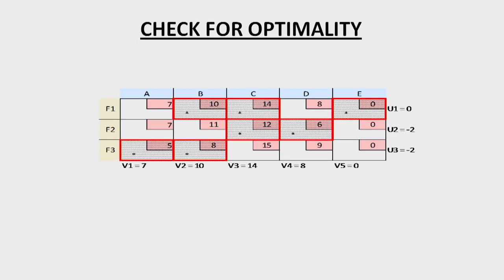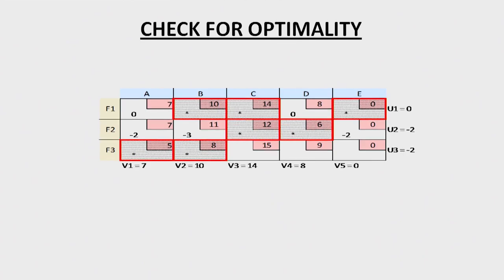Therefore, for row F1 and column A, 7 plus 0 minus 7 is equal to 0. For row F1 and column D, 8 plus 0 minus 8 is equal to 0. For row F2 and column A, 7 plus minus 2 minus 7 is equal to minus 2. For row F2 and column B, 10 plus minus 2 minus 11 is equal to minus 3. For row F2 and column E, 0 plus minus 2 is equal to minus 2.